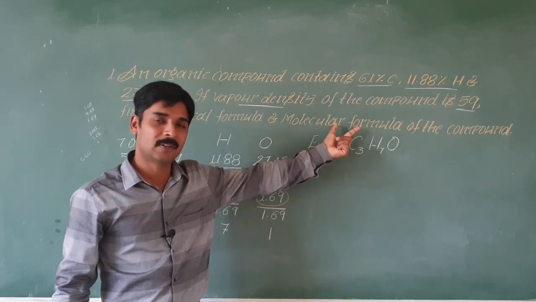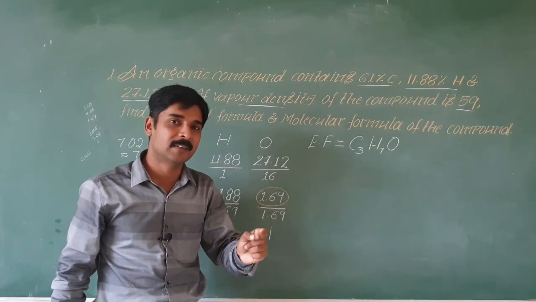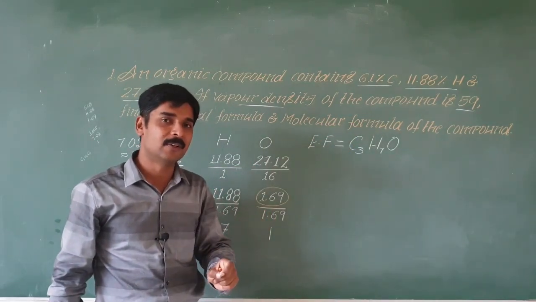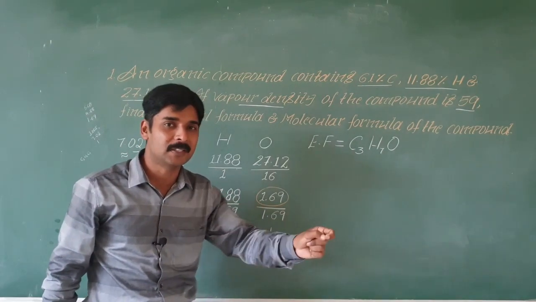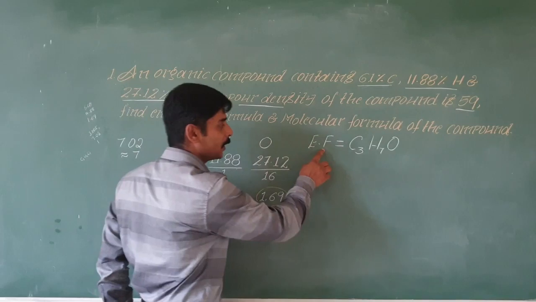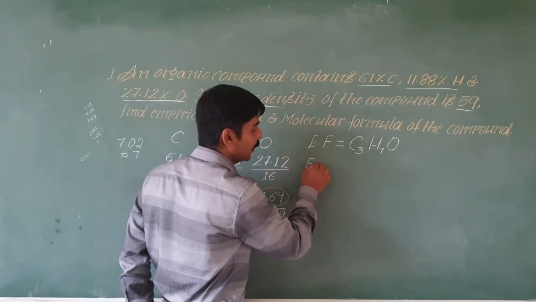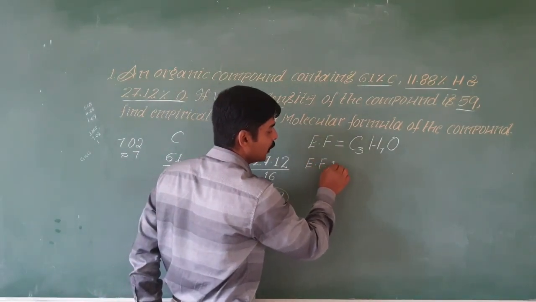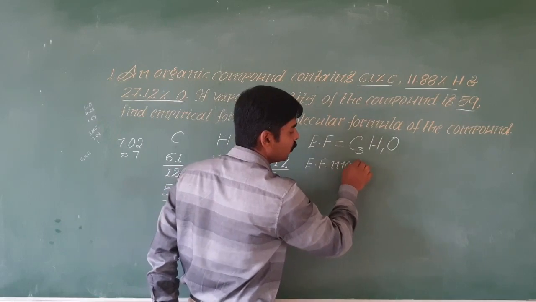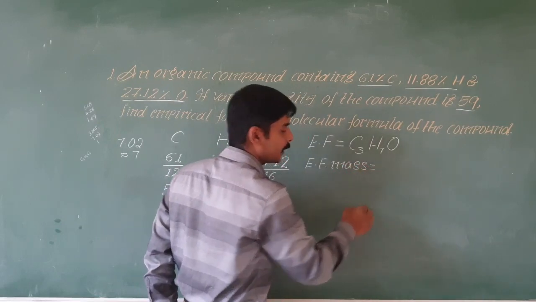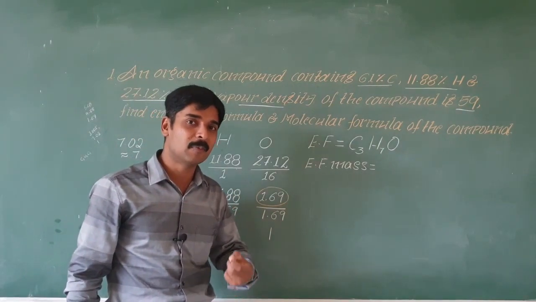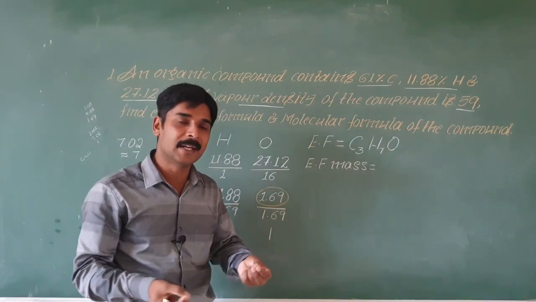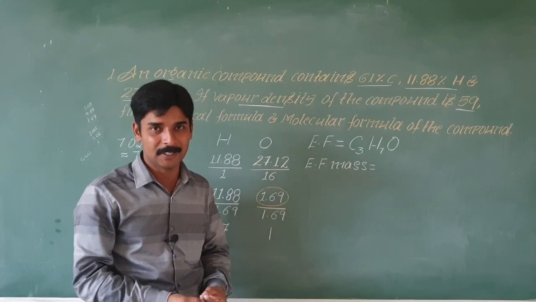To find the molecular formula, first you must find the value of N. To find the value of N, you need to know the empirical formula mass. So after writing the empirical formula, you must calculate the empirical formula mass. How to obtain the empirical formula mass? Just like we obtained the molecular mass of a compound. How to get the molecular mass of a compound? By adding the atomic masses of the various elements present in the compound.